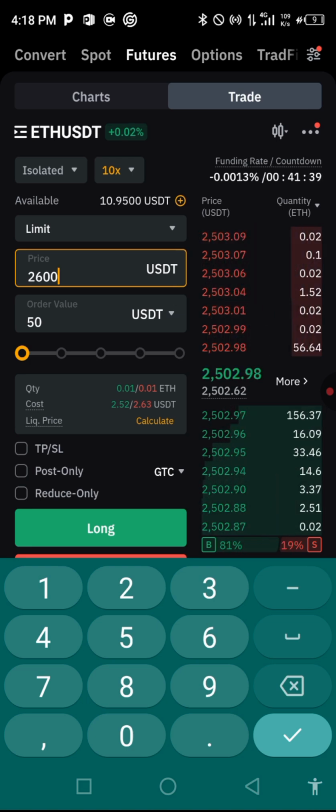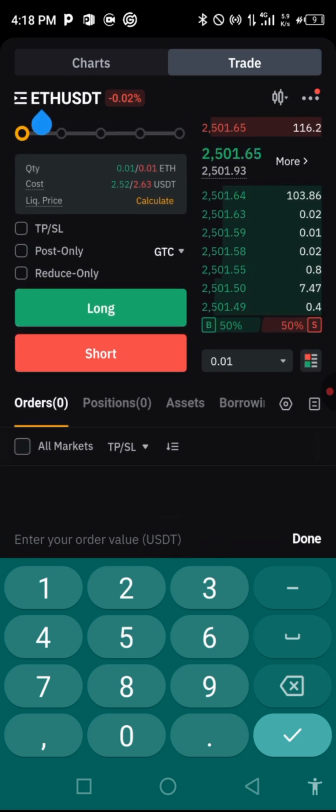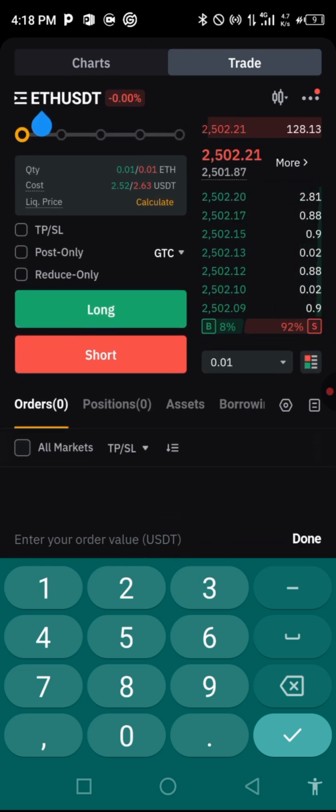So now, how much am I using for this trade? We are still using 10x. We are using $50, right? So you now come here and click on sell.